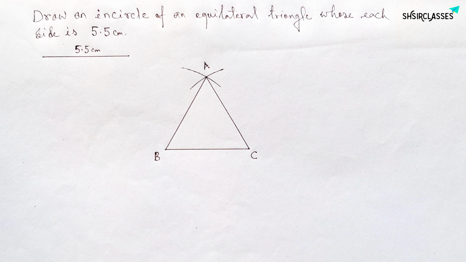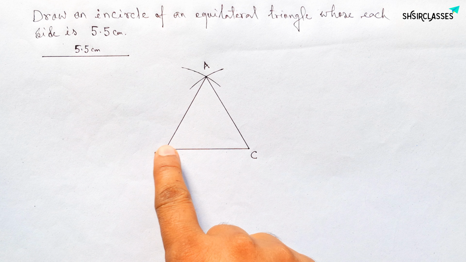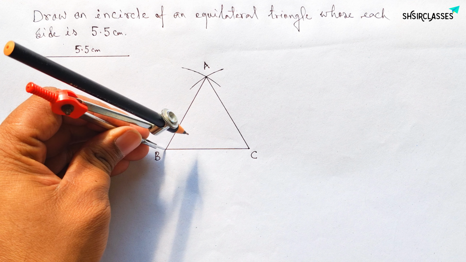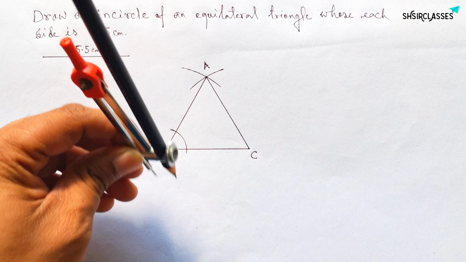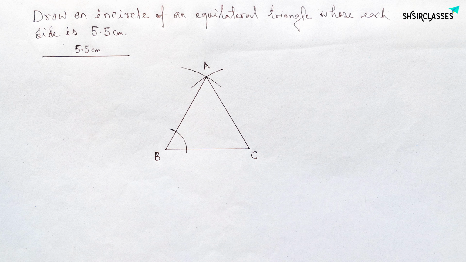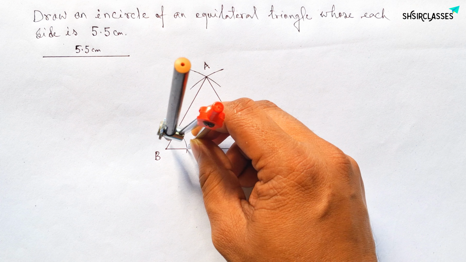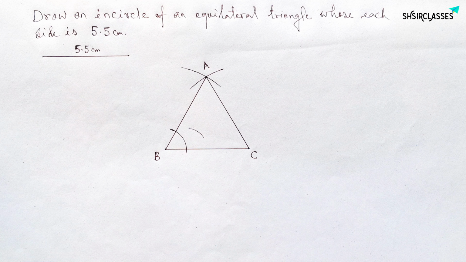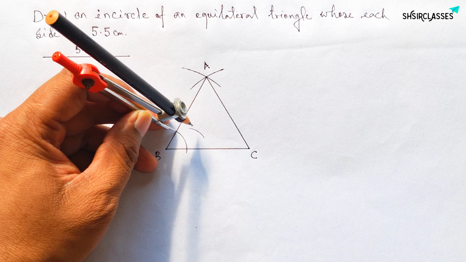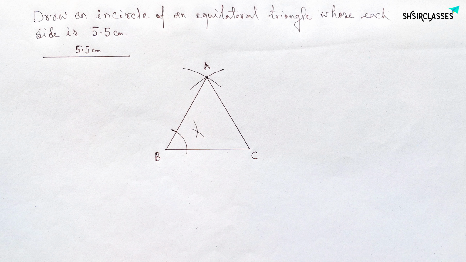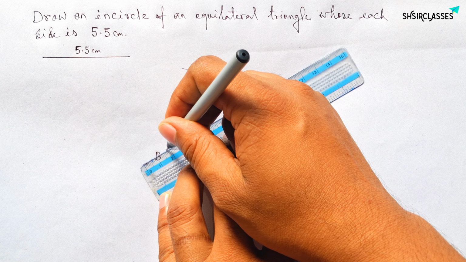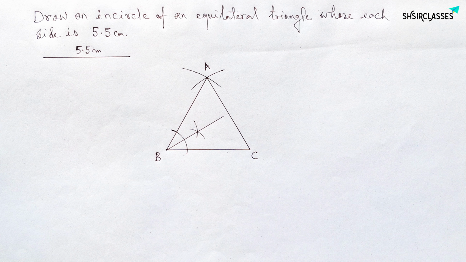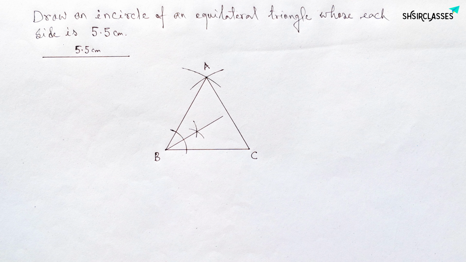Next, we have to bisect the angle B with the help of compass. So putting the compass on the point B and taking such length and drawing here an arc. Again with same length, putting the compass here and drawing here an arc. Again with same length, putting the compass here and cut here. So now joining this, and this is a bisector of the angle B.